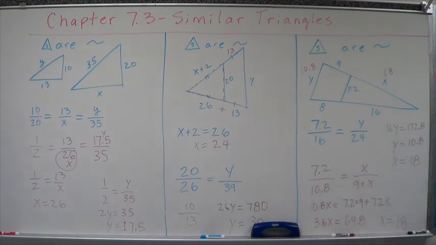Okay? So there's some more problems using similar triangles, solving for unknown sides. As you can imagine, the equations and the formulas and the challenges for this are limited. You just have to put them together and use your proportions, cross multiply, and solve for the unknown.